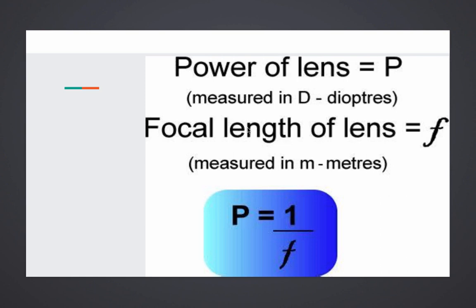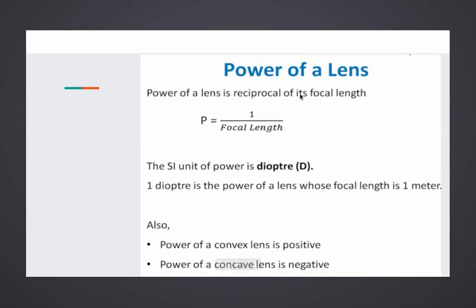So I repeat it, students, power of lens is equal to 1 upon focal length. So what is 1 diopter? It is the power of a lens whose focal length is 1 meter. Pay attention, this particular part is very important, students. See, power of a lens is the reciprocal of focal length.